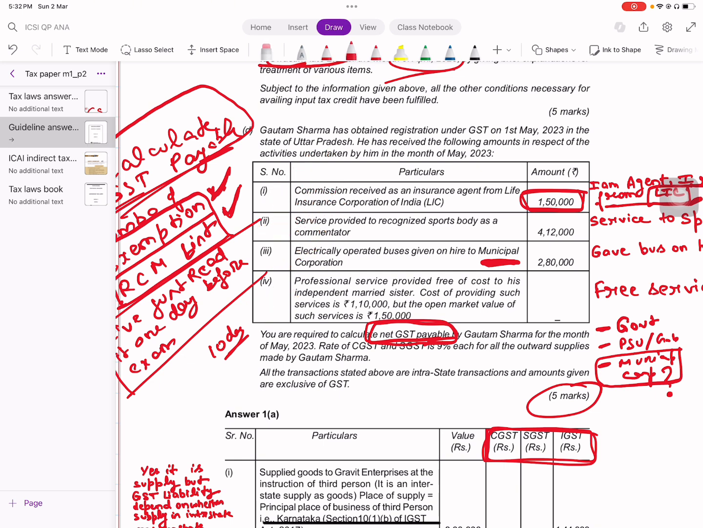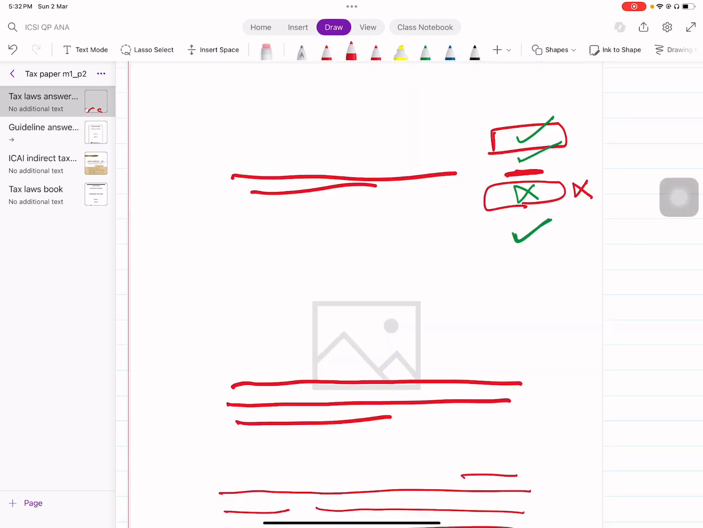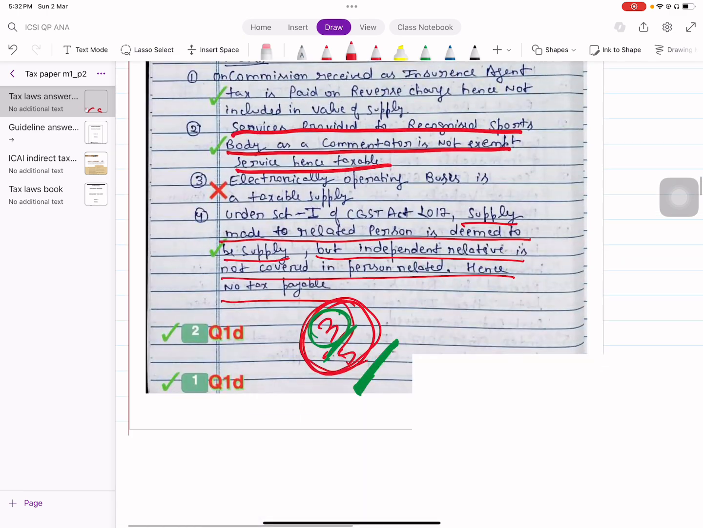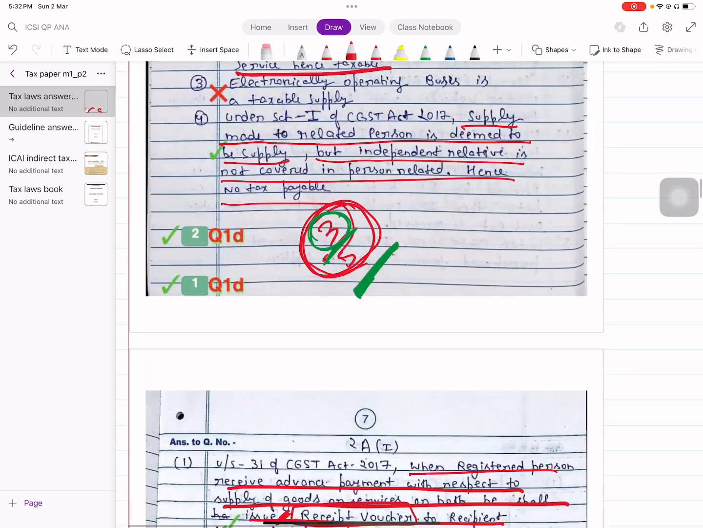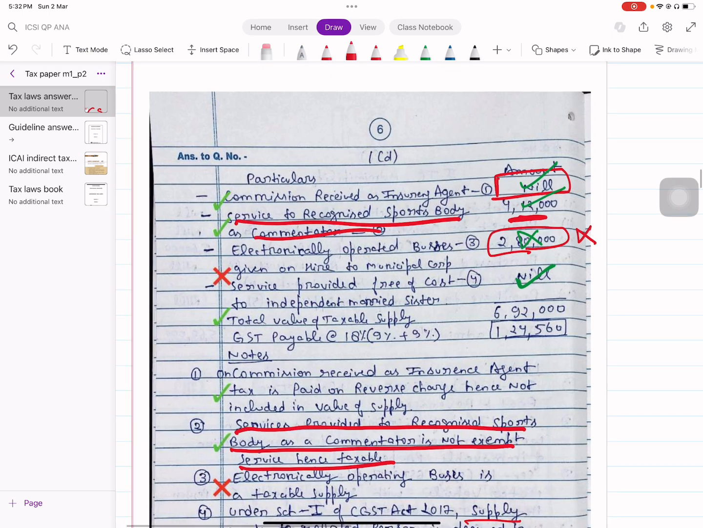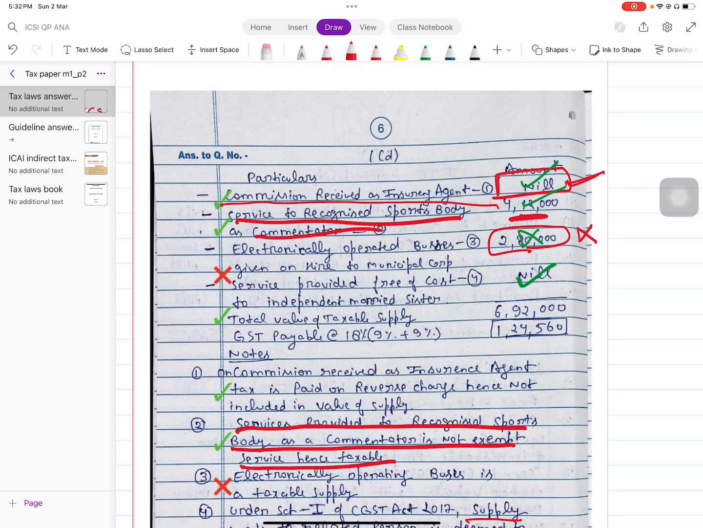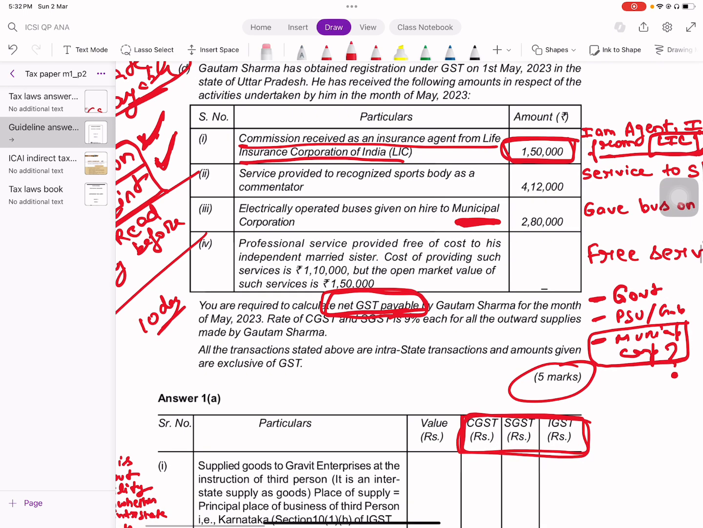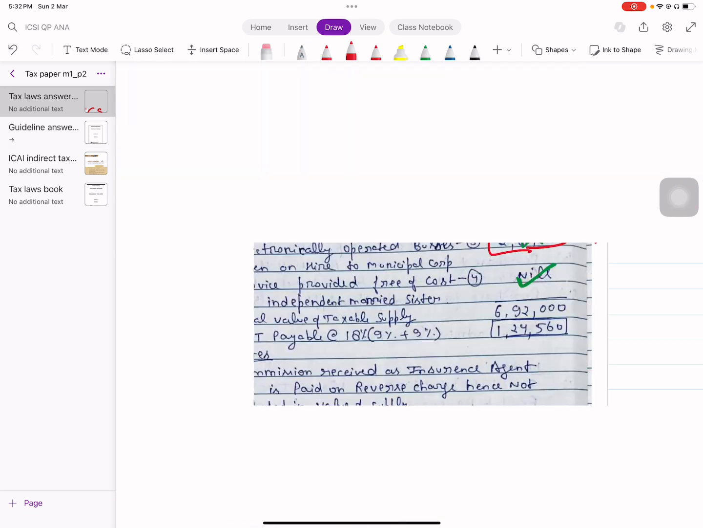Now the first transaction states that commission received as an insurance agent from a life insurance company. So this is a case of reverse charge mechanism, hence it will not be included in taxable supply, because in this case tax is required to be paid by the LIC to the government directly. Commission received as insurance agent, nil. Now the second point, service provided to a recognized sports body as a commentator.